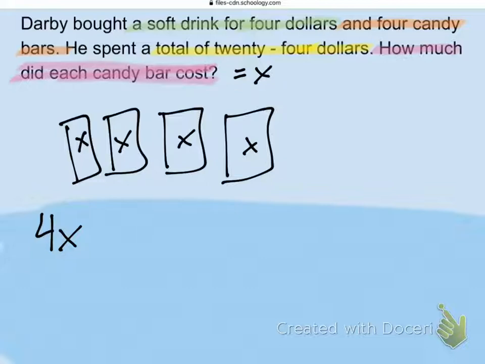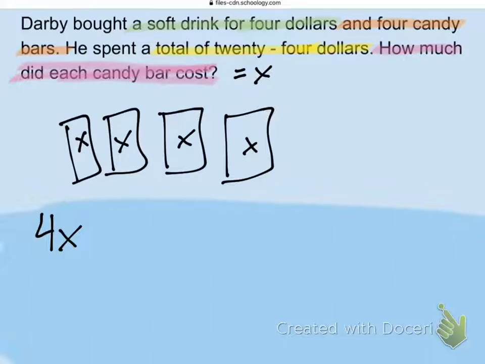Let's say that my candy bar cost $2 each. Let's just say, I don't know if that's the answer. If my candy bar cost $2 each, if I added them all together, it would cost $8. 2 plus 2 plus 2 plus 2 is 8. And if I plugged that 2 in here for X, 4 times 2 is 8. So that's how we get that 4X when we have X's for the amount that candy bars are equal to.